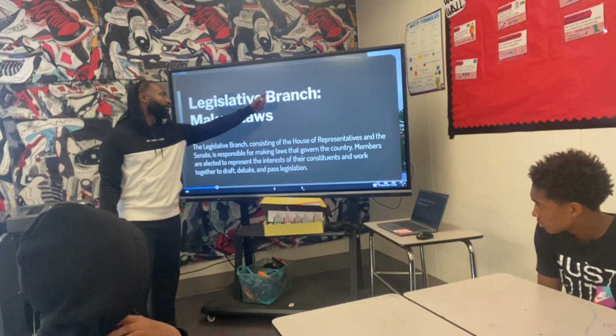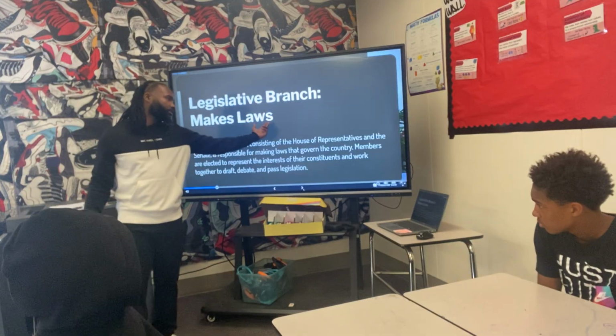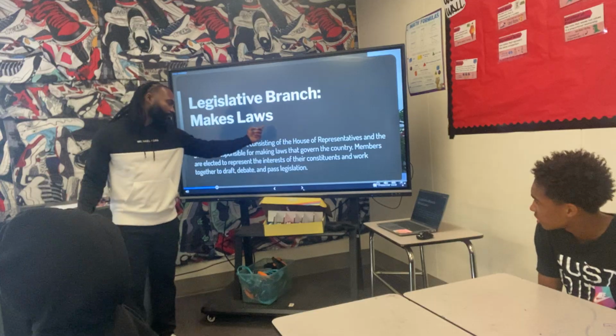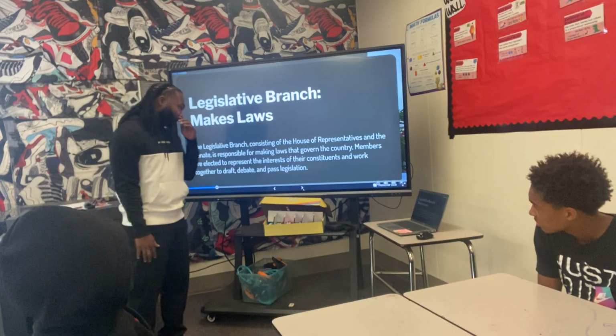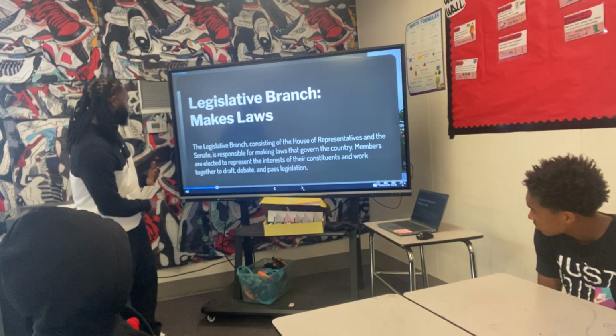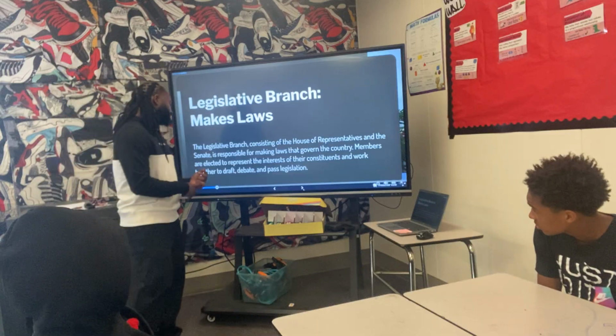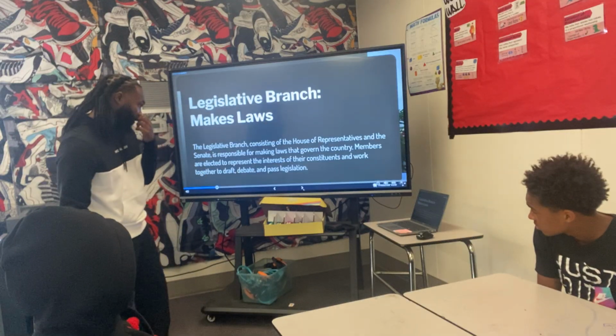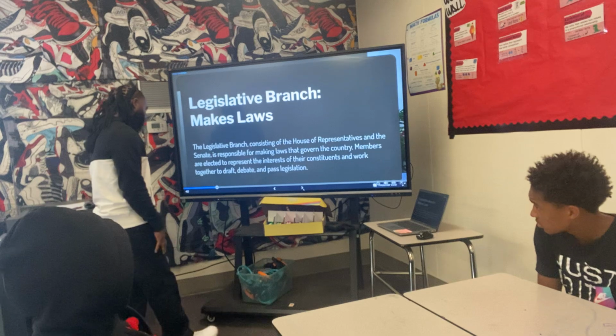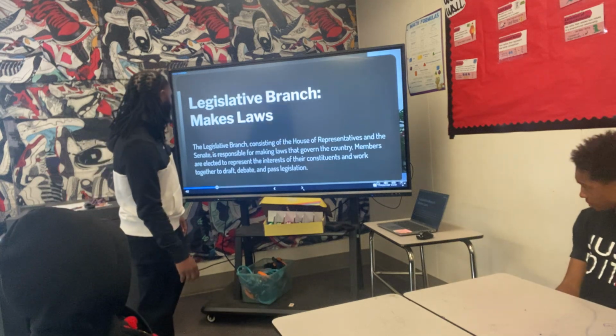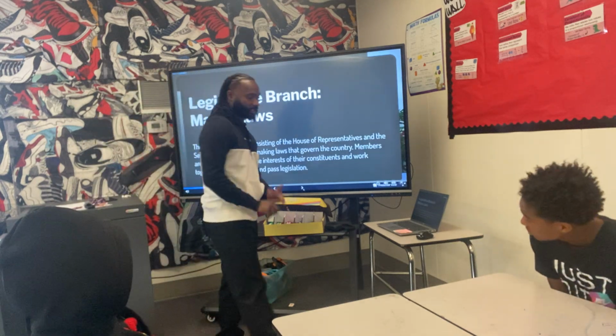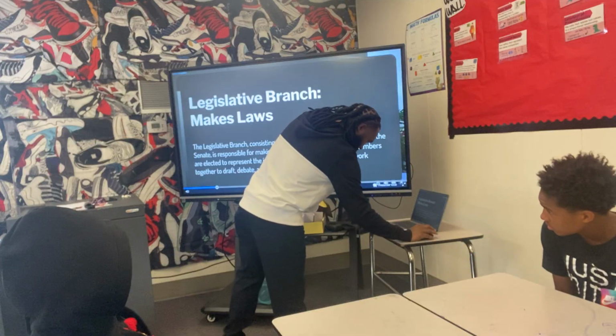Pretty simple. Legislative branch, y'all repeat this for me. Legislative branch makes laws. So it consists of the House of Representatives and the Senate. Members are elected to represent the interests of their constituents and work together to draft, debate, and then pass legislation. So that's what they do.